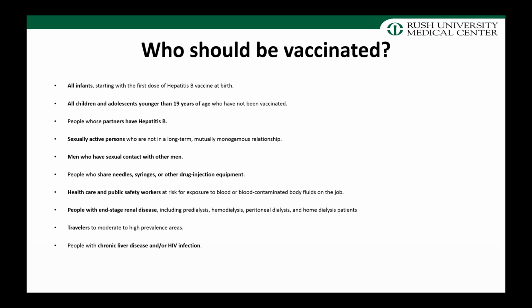Other children and adolescents should be vaccinated if they have not already. Also, people with partners with chronic hepatitis B, or sexually active persons not in long-term mutually monogamous relationships, men who have sexual contact with other men, individuals who share needles or drug injection equipment, healthcare and public safety workers at risk for exposure to blood or blood-contaminated body fluids, people with end-stage renal disease undergoing hemodialysis or peritoneal dialysis, as well as travelers to moderate to high prevalence areas, and again, people with chronic liver disease or HIV infection.